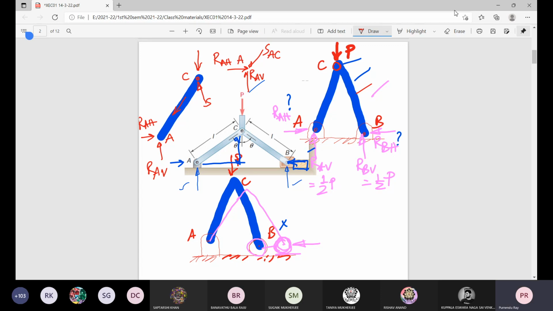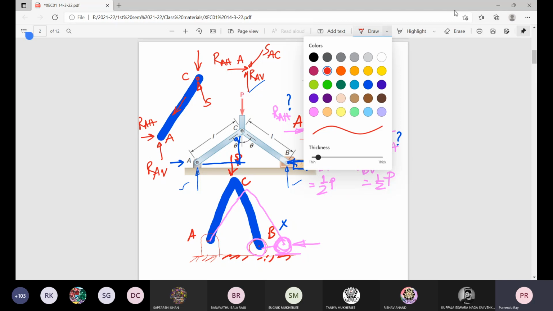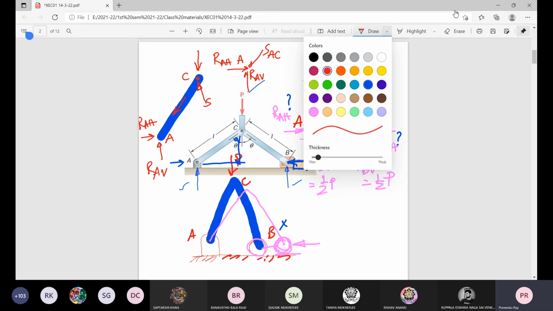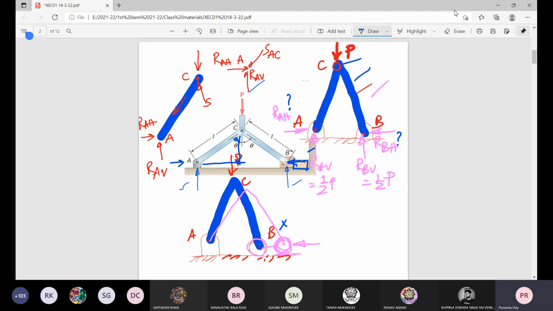So to solve these three unknowns, suggest that RAH and RAV are combined to give us a combined reaction at support A. So definitely it will be like this, and this combined reaction and this force SAC are the same.